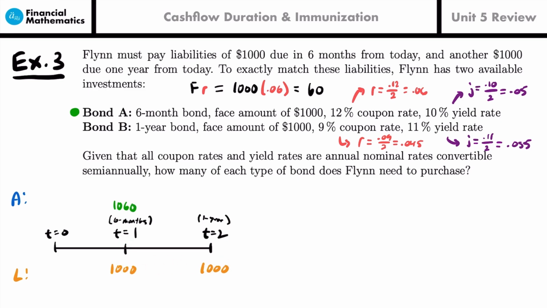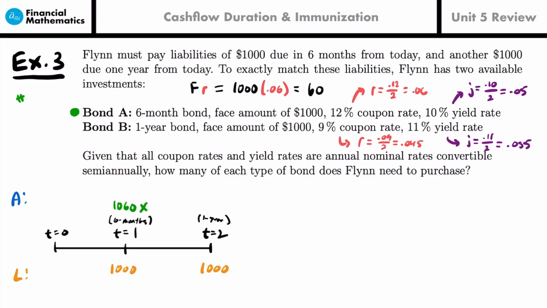So we're not just going to write 1,060 here, we're going to multiply it by a variable that represents the number of those bonds that Flynn would buy. Each Bond A is going to give him $1,060 at time 1, and so we represent that by multiplying that amount by X, which is the number of those bonds. So if he bought 2 Bond A's, he would have 2 times $1,060 at time 1. X is going to represent the number of Bond A's.